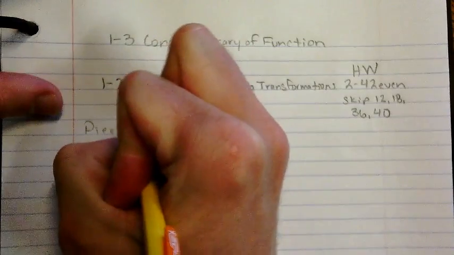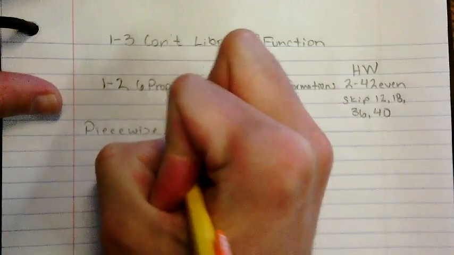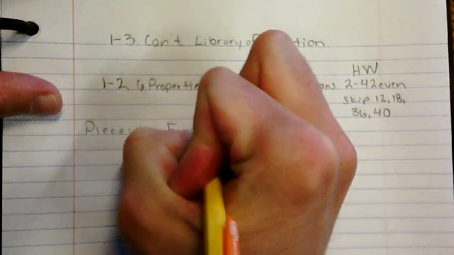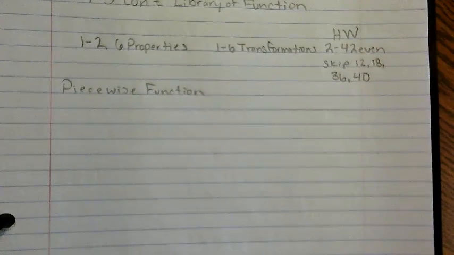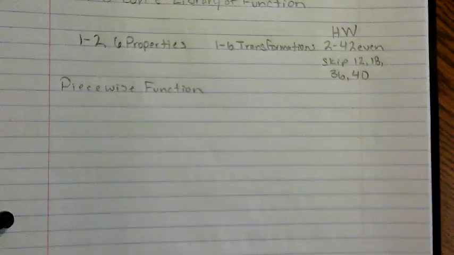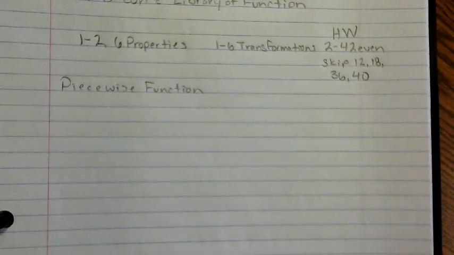A piecewise function is a graph that is defined by pieces. We don't see a lot of these in Algebra 2. I think there may be a point where we do some of the graphing. I forget when that happens though.